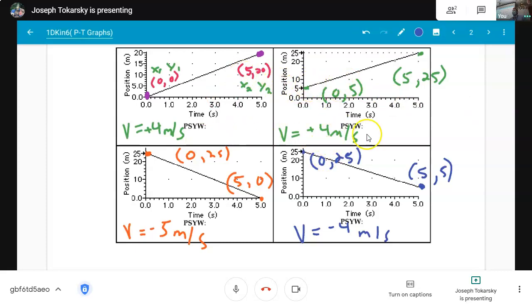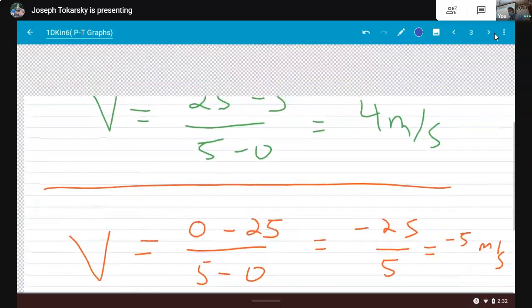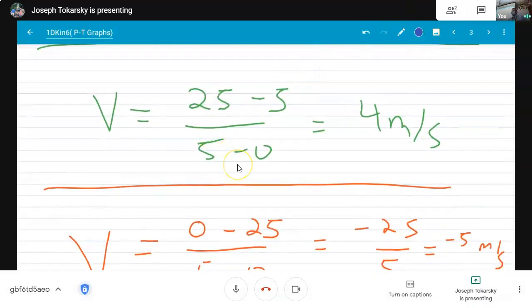answer for this one. It started at a different position, but it still had the same slope, which means it's going the same speed. So this point was 0.5, that was 5.25. So when we do the work, we do in green for that one, it's 25 minus 5 over 5 minus 0 when we do y2 minus y1 over x2 minus x1. You get positive 4 again on that one.